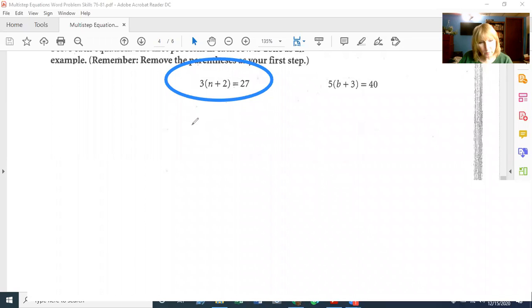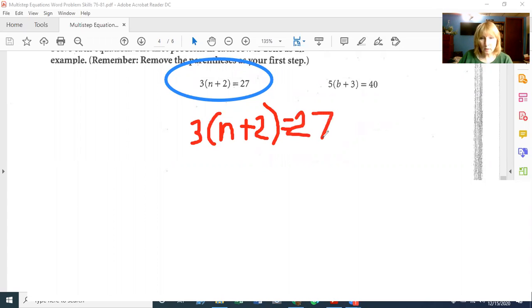And we have 3 times n plus 2 equals 27. Okay, so now I have to distribute the 3 times n, and then I have to distribute the 3 times positive 2 before I can solve my problem. So 3 times n is just 3n plus, what's 3 times positive 2? 6. And that equals 27.